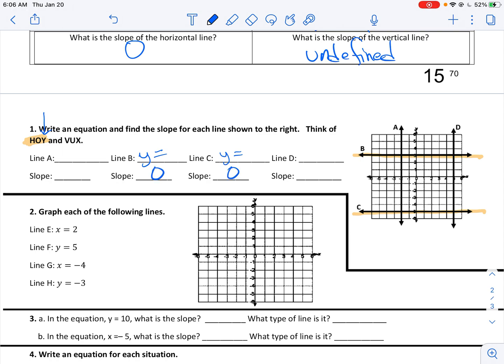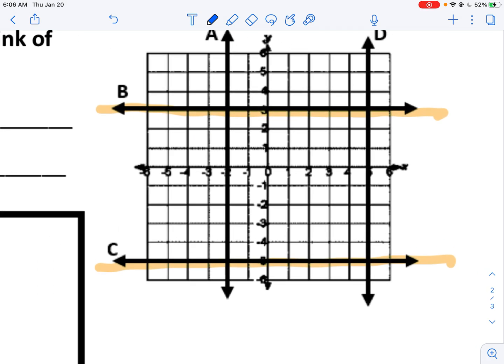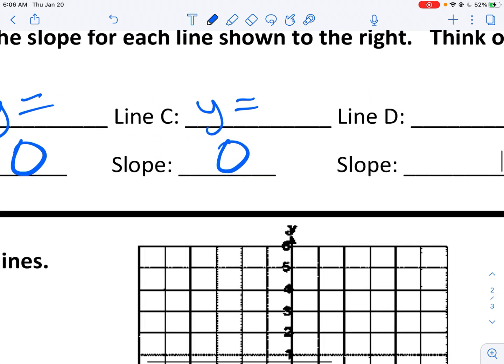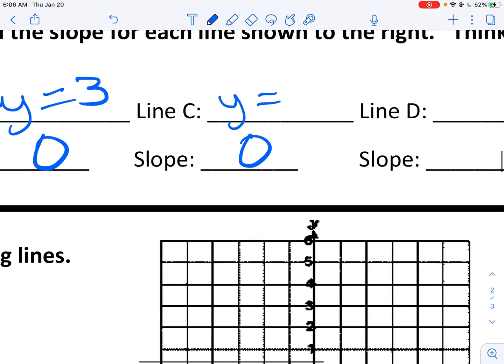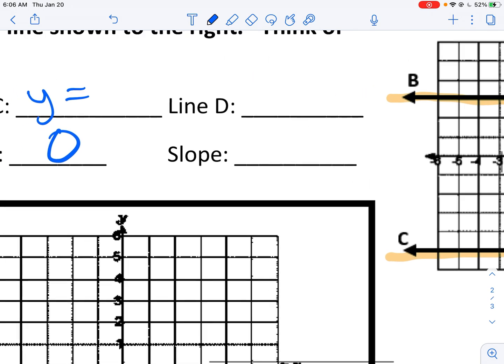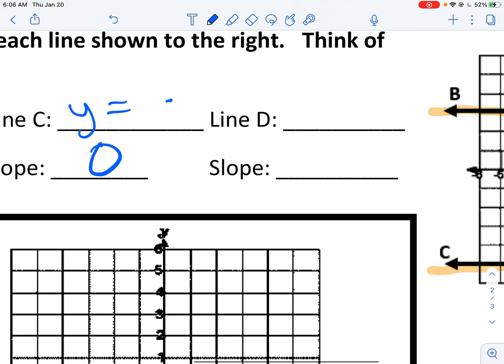So now let's find out what y equals. For B, we go up 1, 2, 3, so that was y equals 3. For C, we go down 1, 2, 3, 4, 5, so it's at -5.